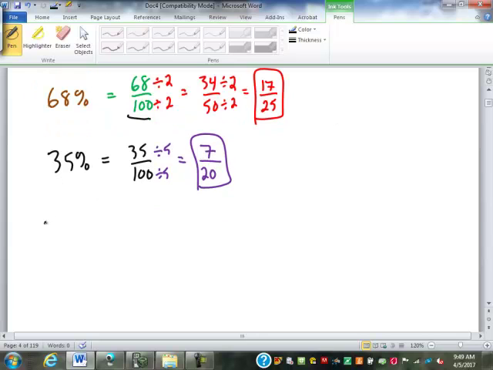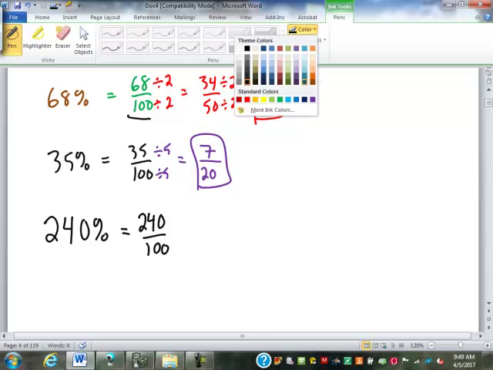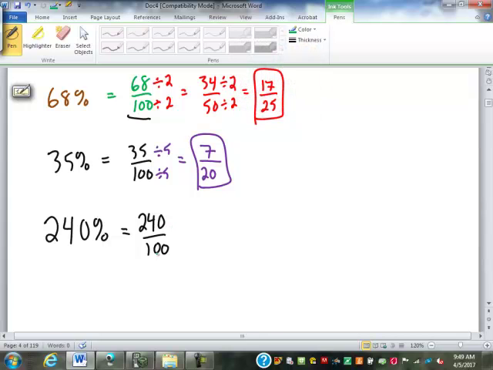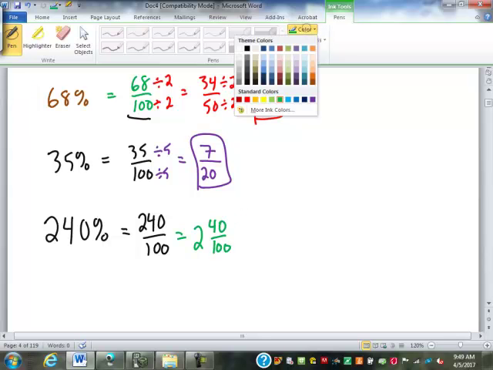What if we have something like 240%? Well, yep, that's still 240 over 100. And then we can reduce from there. Percent is always out of 100. That's the definition of percent. Well, the first thing I would do is, since this is an improper fraction, the numerator is larger than the denominator, I would turn it into a mixed number. 100 goes into 240 twice, with how many left over? 40. So that's 2 and 40 hundredths.